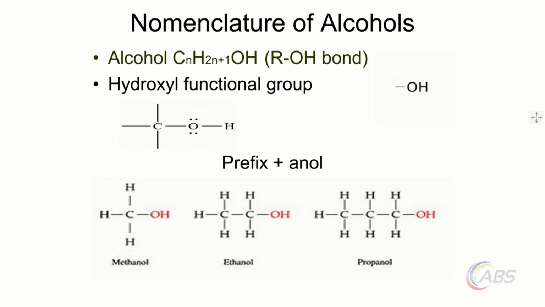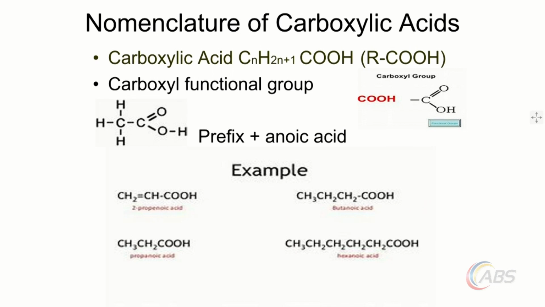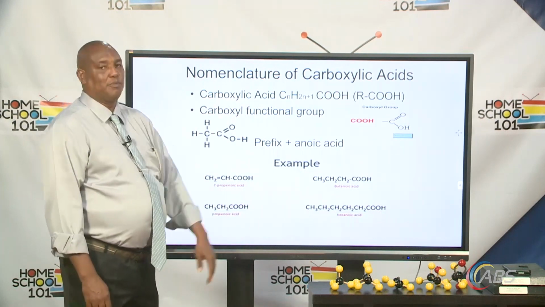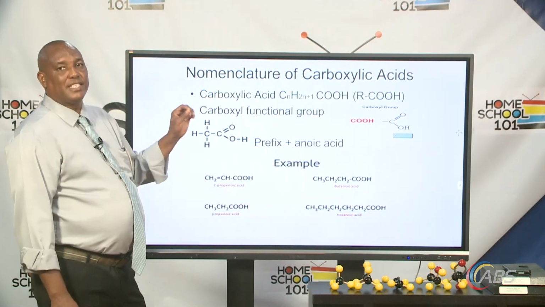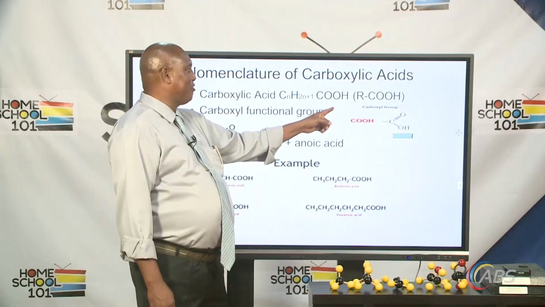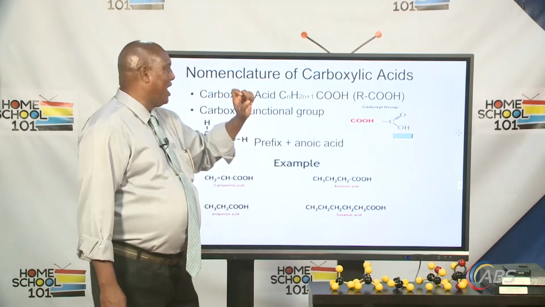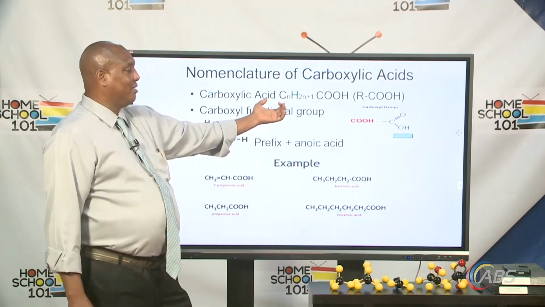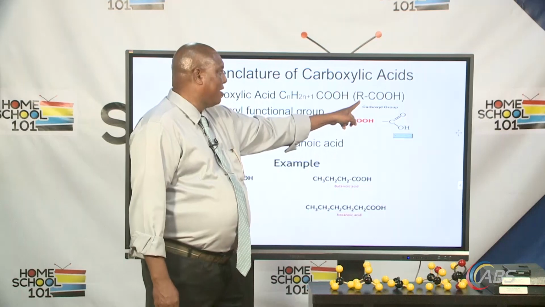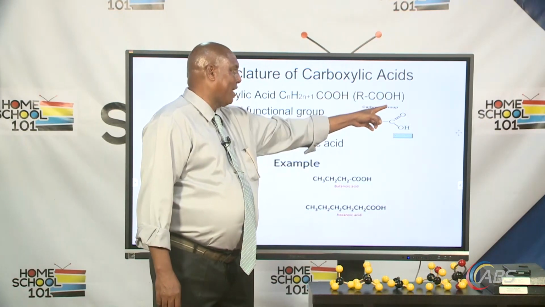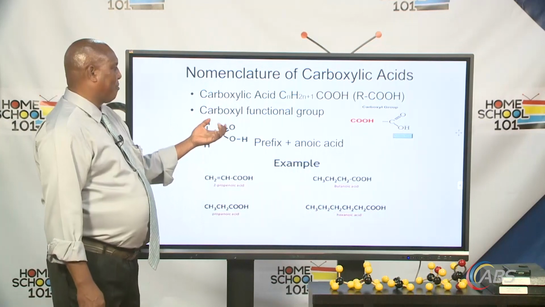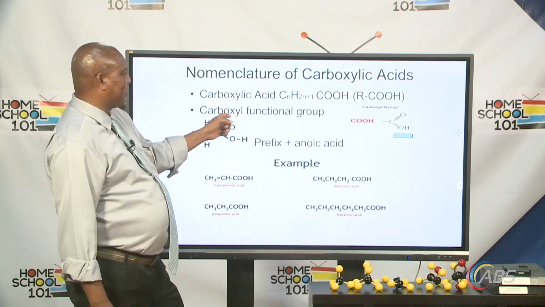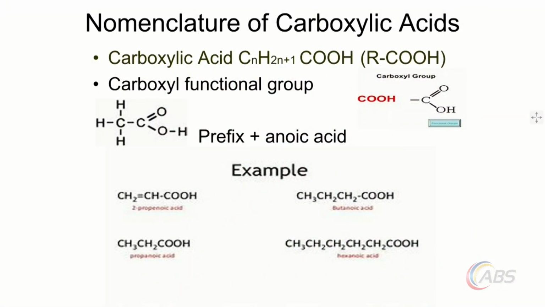Okay, let's move on. Carboxylic acids, the next group family we're going to study. Now, carboxylic acids, the formula would be CnH2n+1COOH. So our functional group then is the COOH group. Again, we can represent the CnH2n+1 part of the molecule by R and then add the COOH at the back. We can do that. But the functional group in carboxylic acids would be the carboxyl group. And that carboxyl functional group is the COOH group.